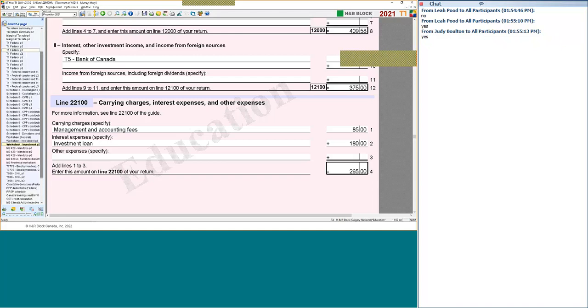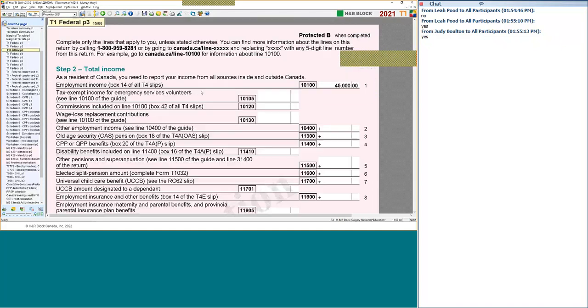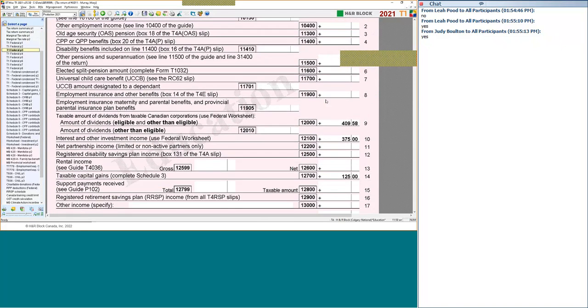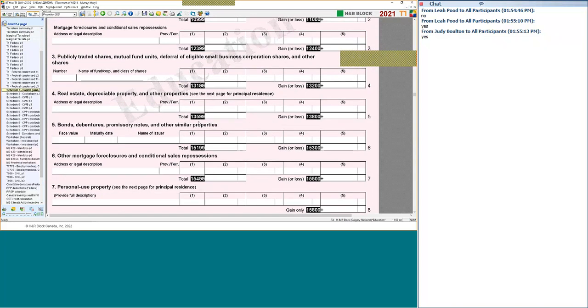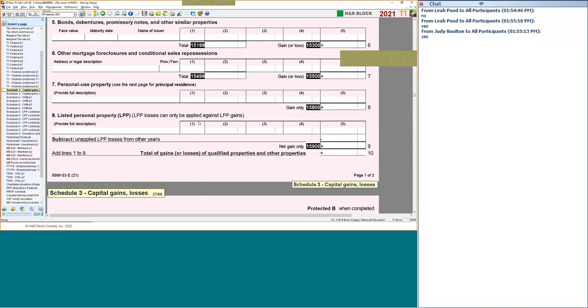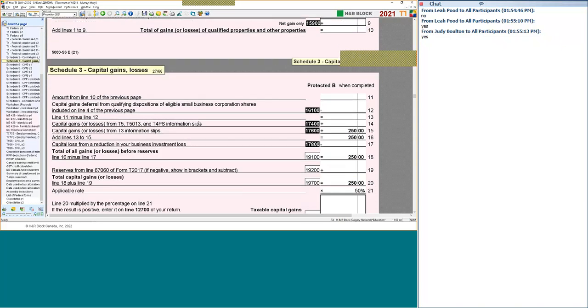If you've done that, your income page is now going to look like this. We're going to have 1,200. There's your dividends. There's your interest. The next line I'm going to hit, capital gains. So I'm doing a Schedule 3. Schedule 3, we're not touching the first page in this case because we're not doing anything complicated. We're taking the number from the slip, but I will say put it in the right place.